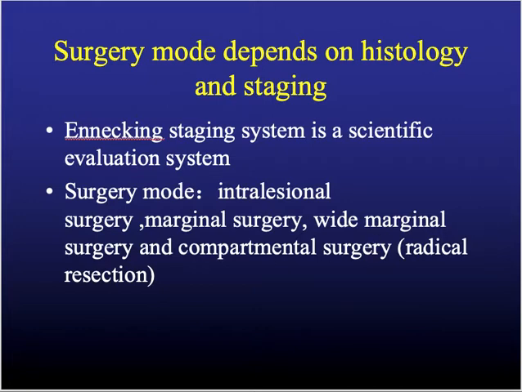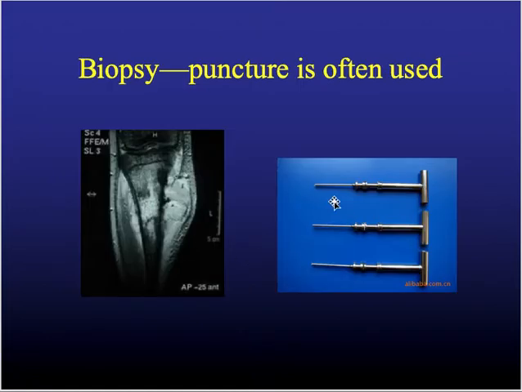You can see over here, here are the things which are used for biopsy. This is a trocar, and this one is used to put inside the bone. And once they reach the bone, they can take a piece of the bone for biopsy. So they give some sort of anesthetic at the site of the puncture.